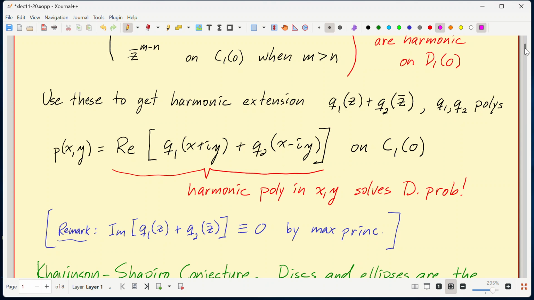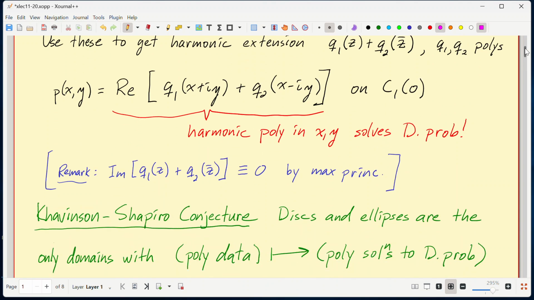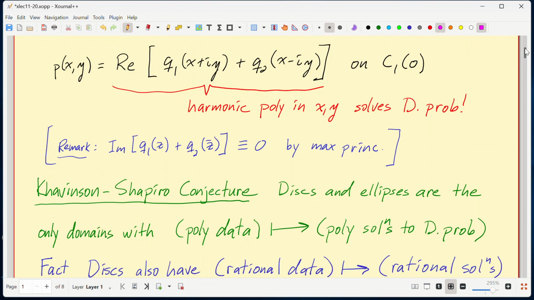Well, the Robinson-Shapiro conjecture is that disks and ellipses are the only domains with this property, that polynomial data has polynomial solutions to the Dirichlet problem. And that's an open conjecture. Seems really hard. Well, I don't know if it seems hard. I expect the proof someday is going to be easy, because I only look for easy proofs. And I might find it someday.